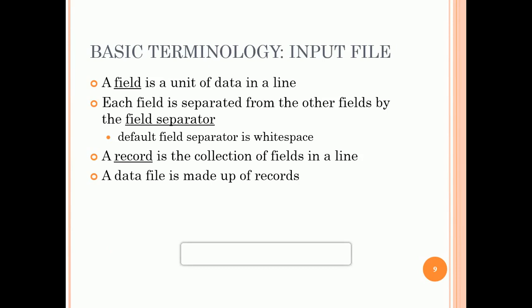Whenever we are using awk scripting, what are the basic terminologies that we should know? First are the field, record, and the field separator. These are the terminologies that we are going to use for the input file. Whatever input file we are going to use, it consists of different records. The records are separated from each other by a new line character. Each record consists of different fields. So to distinguish the fields, we have to use some symbol as a field separator.